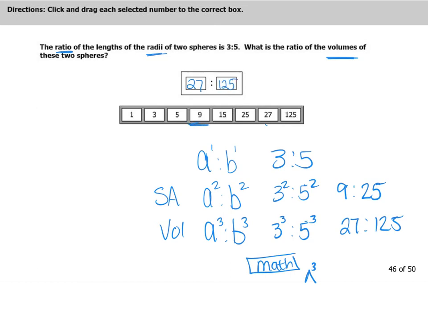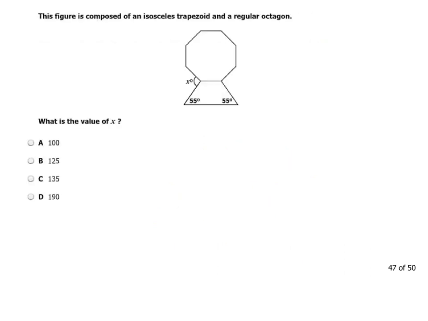Notice how they have 9 in here as one of the options and 25, and they still have 3 and 5. So just be careful with that. Read carefully that we're looking for the ratio of the volume.